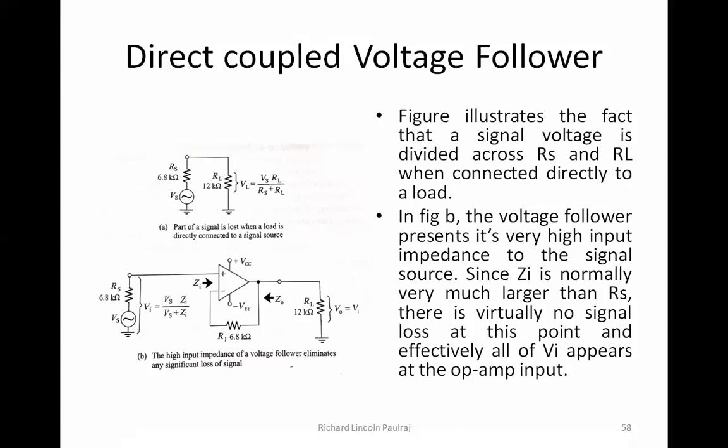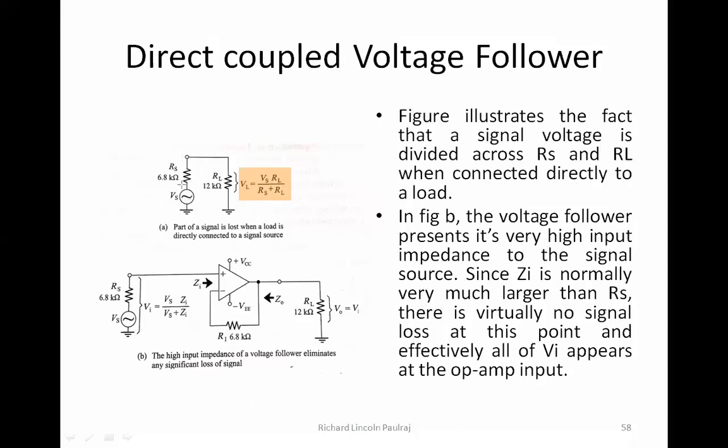So ultimately, if I want to find out the voltage across my load, this is going to be my formula, isn't it? I hope you have learned all this in your network analysis, right? VL, which is the load voltage, is equal to Vs, the source, into RL divided by the total resistance, which is 6.8 plus 12 kilo ohms. Fine. So the figure shows the fact that a signal voltage is divided across RS and RL.